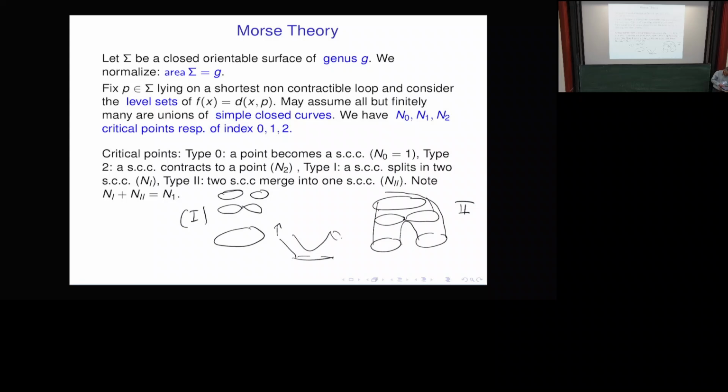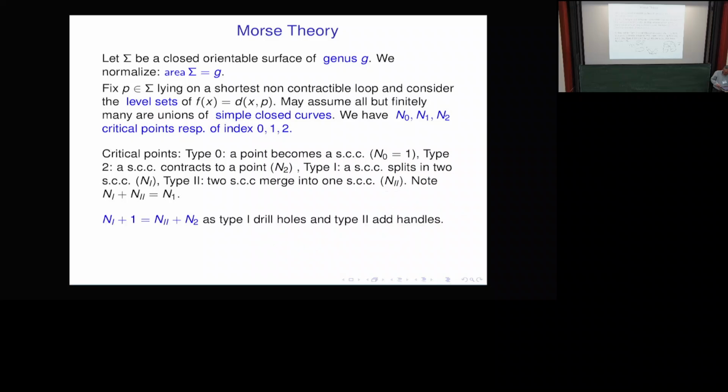So type 1, there is a hole, right? We had one hole and now we have two holes in my surface. Okay, and now since we have genus G, we have this equality, right? So again, these N1 points drill holes, and type 2 add handles, right? And eventually, the number of holes has to be capped off, right?